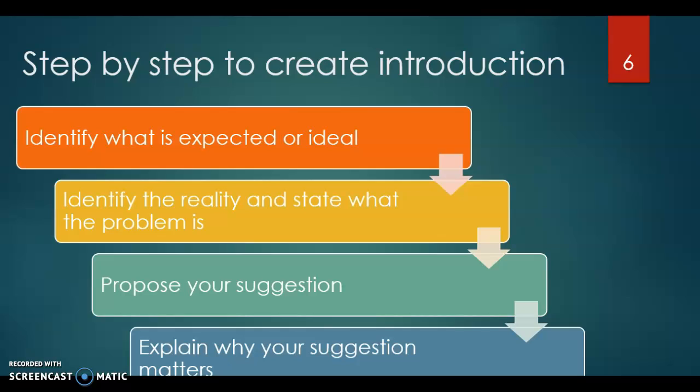So, to build a bridge between the expectations and the reality, you need to come up with a suggestion. You need to come up with an idea. You need to come up with solutions. Okay, so for that problem, you say there is a solution.